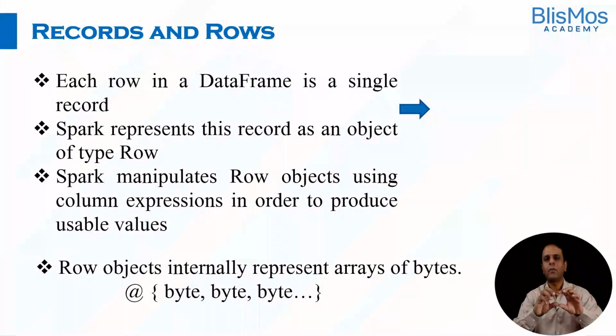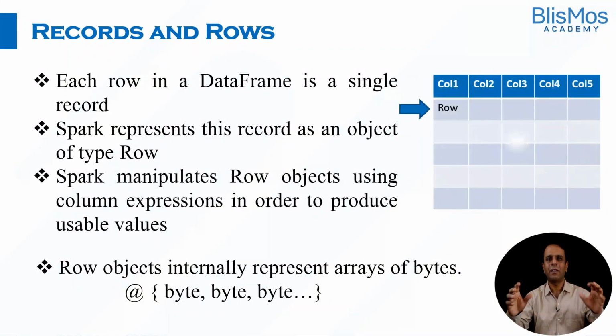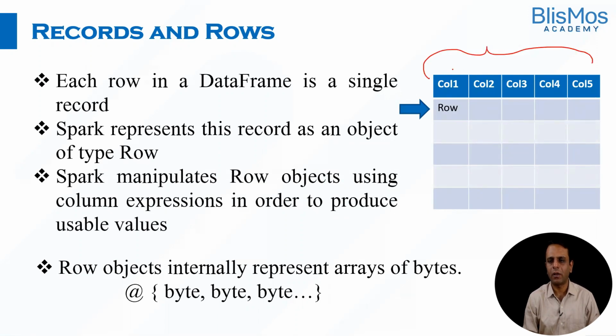Rows are the ones which run horizontally in a data frame, assuming that this is a data frame involving multiple columns 1, 2, 3, 4 and 5. So these are the rows. Each row in a data frame is a single record. We are used to calling them records in spreadsheets, or we refer to row and record interchangeably. Here we usually call this particular thing a row.